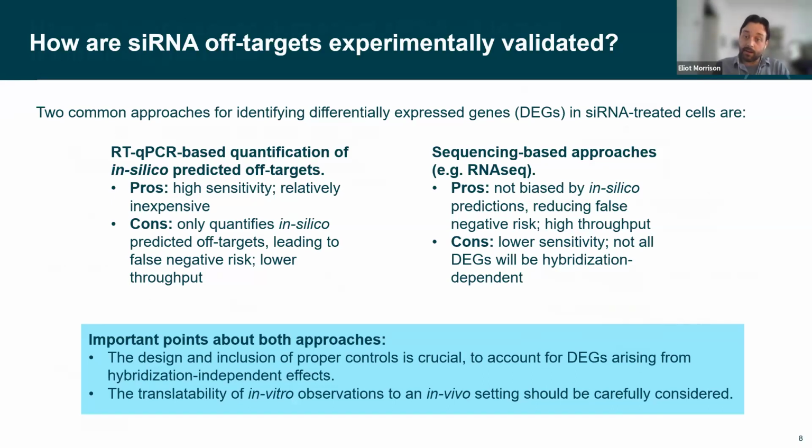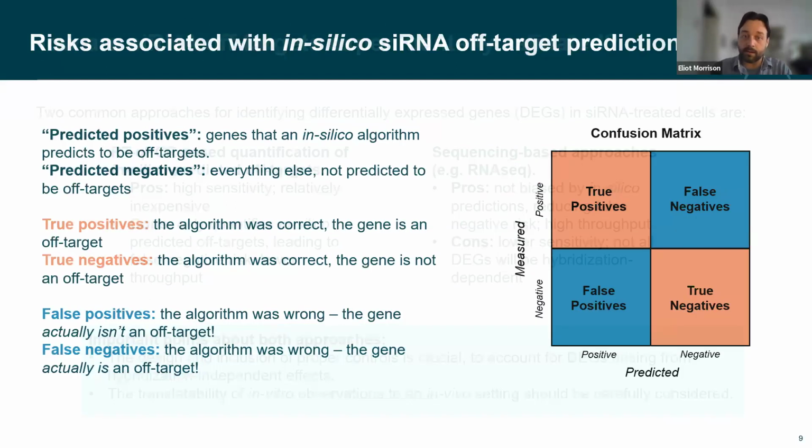So now that we have methods that we can use to experimentally evaluate off-target profiles, we can use this as kind of a base truth, and we can then evaluate how well any in silico algorithm or prediction is actually performing. In this context, we talk about predicted positives. A positive prediction here would be a gene that the algorithm has predicted will be an off-target. And a negative prediction would then be everything else. So any gene that's not predicted as an off-target, you can consider that to be a negative prediction.